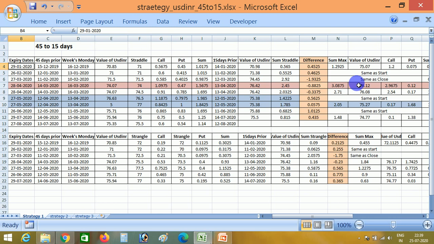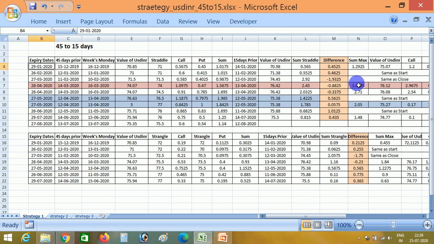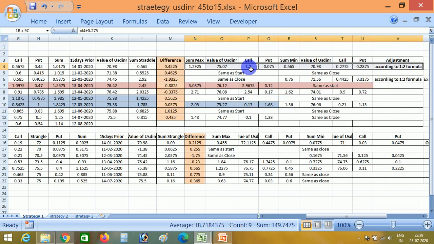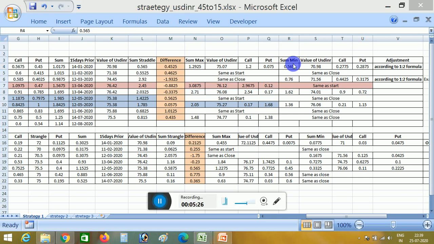For the next month expiry, we are selling the straddle 45 days prior. We are going to cover this 15 days prior to expiry, and we are looking for other values in here, like some max and some min: within a span of 30 days, what is the maximum value the straddle has reached, and within a span of 30 days, what is the minimum value the straddle has reached.